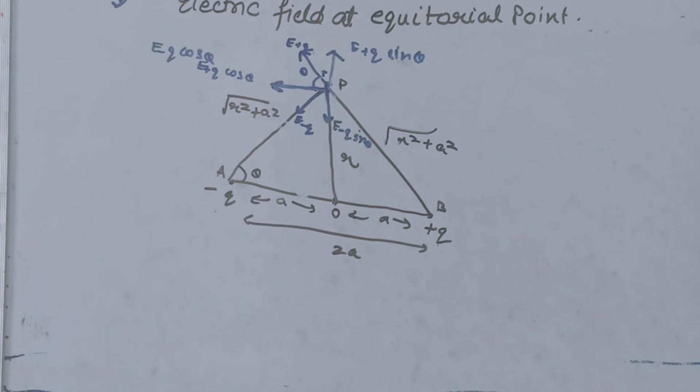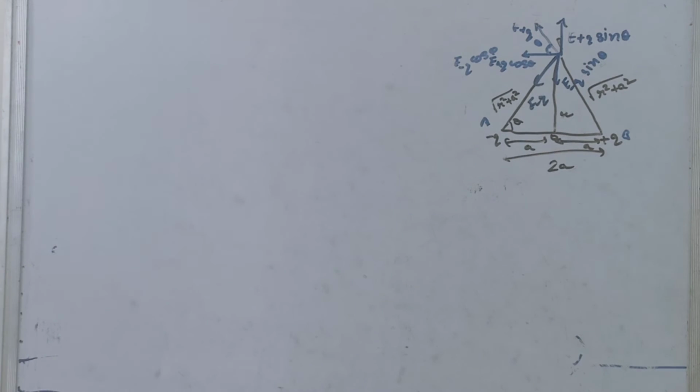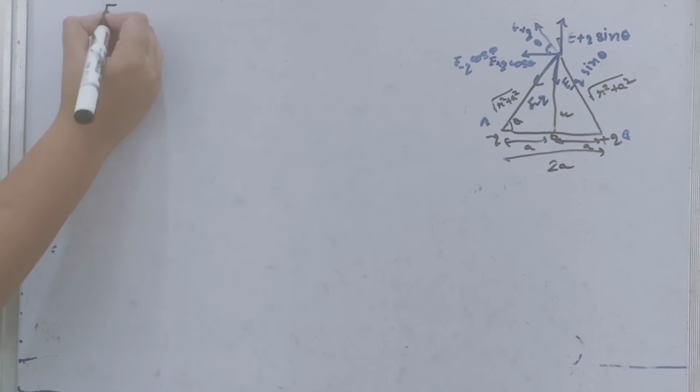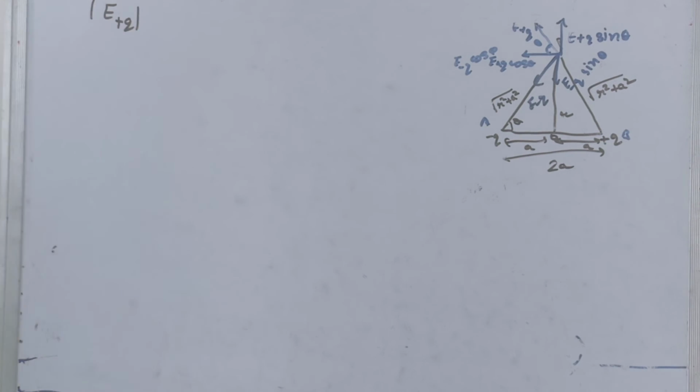Okay, so let's start with that. Now I have drawn the diagram on the right hand side, and now let's proceed with the mathematical part. Firstly, we'll write the magnitude of the electric field. See, what will be the magnitude of electric field due to plus Q charge?